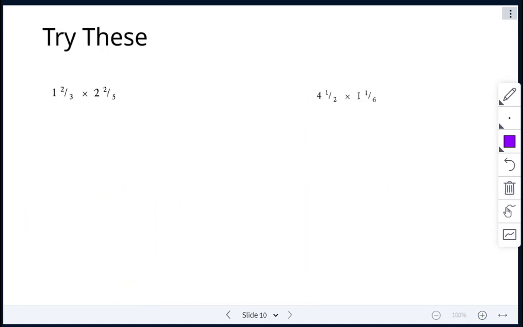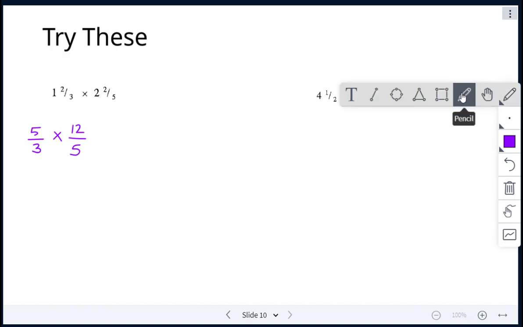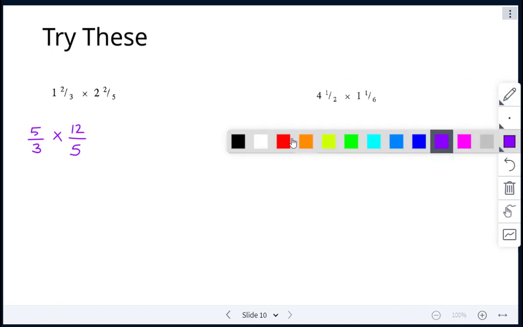All right, so for this question here, we have 1 and 2/3 times 2 and 2/5. We're going to put that into improper fractions. So 1 times 3 is 3 plus 2 gives me 5 over 3. And then 2 times 5 is 10 plus 2, that's 12 over 5. So you can just multiply your numerators together and multiply your denominators together. But for this one, let's just show you the reducing method again.